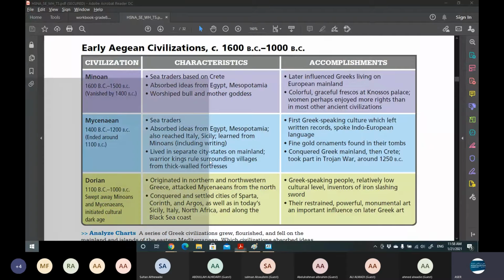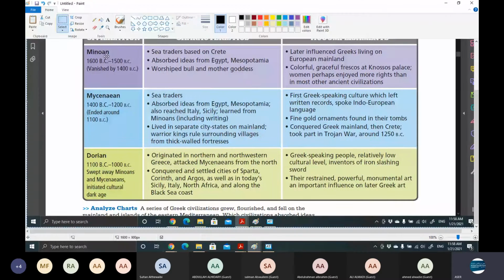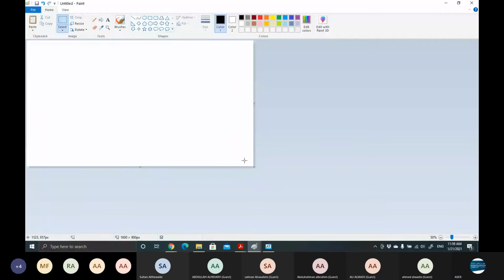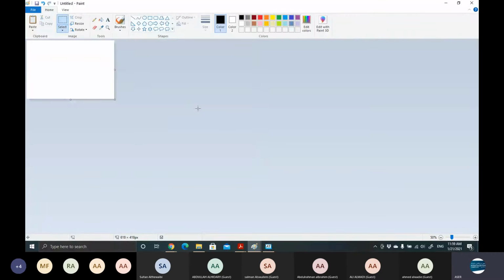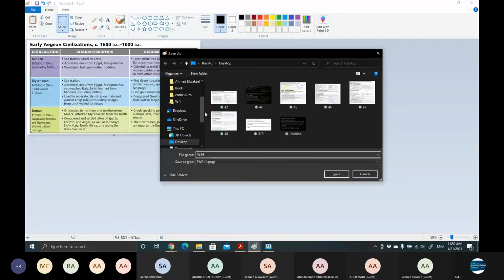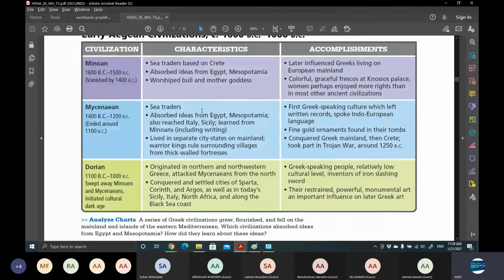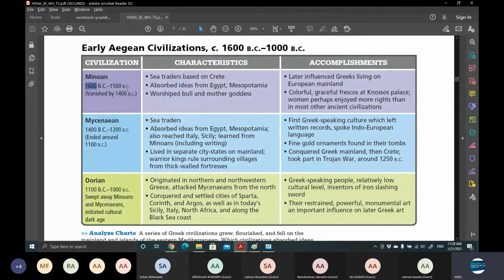If we look here at the early Greek civilization, we will look at the three main civilizations: Minoans, Dorians, and also the Mycenaeans. All right, as you can see here in the chart on page number 130, first we have the Minoans from 1600 until 1500 BC, and they vanished or were destroyed by 1400 BC.